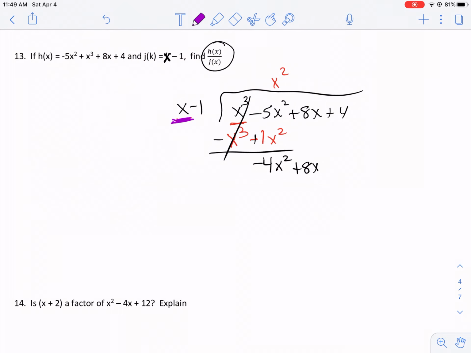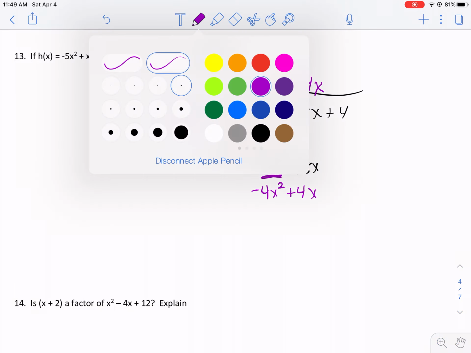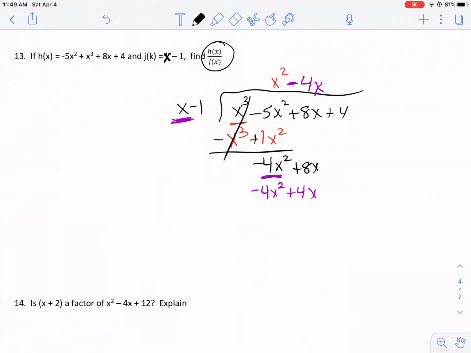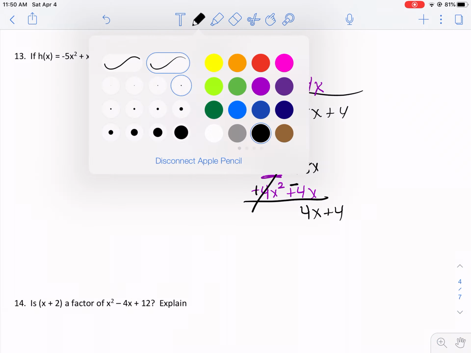What do I multiply the x by to get a negative 4x squared? I multiply it by negative 4x, and that will give me negative 4x squared, positive 4x when I distribute. Subtraction step, change both the signs. 4x squareds cancel, and I get 4x, bring down the 4.